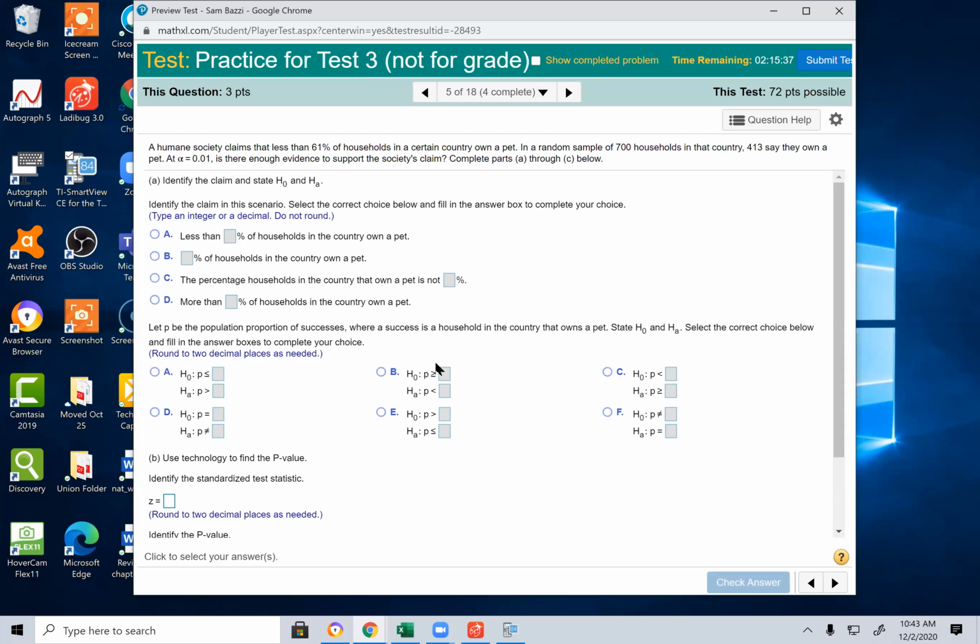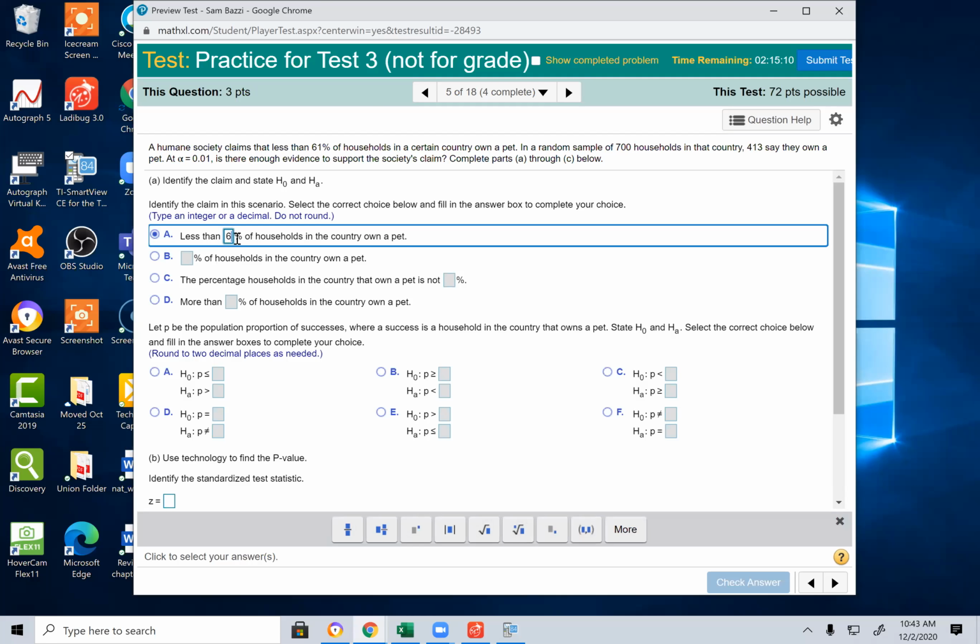Okay, we're almost done with chapter 7. A humane society claims that less than 61% of households in a certain country own a pet. In a random sample of 700 households in that country, 413 say that they own a pet. At alpha equals 0.01, is there enough evidence to support the society's claim? So their claim is less than 61% own a pet. What would be the null and the alternative?